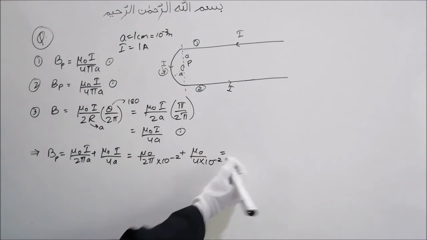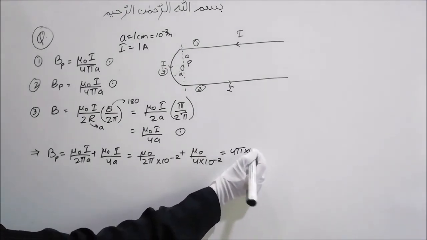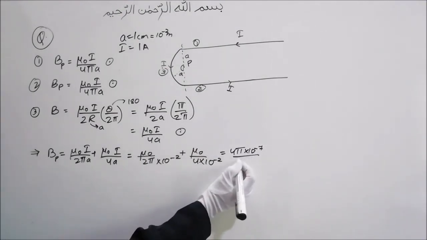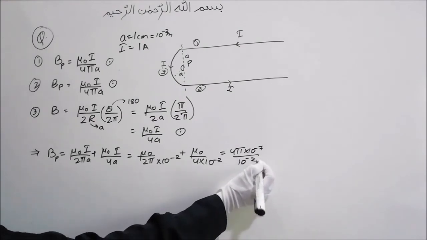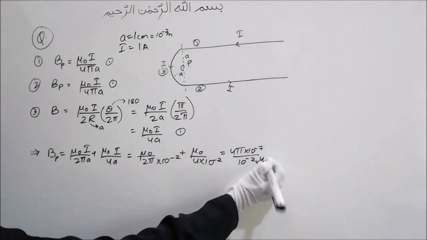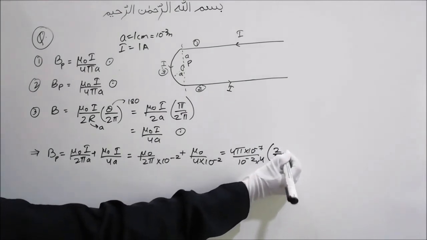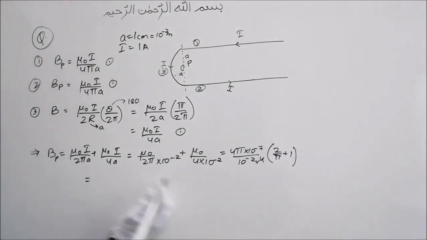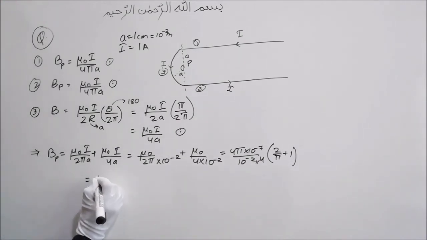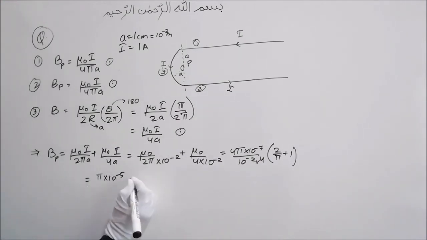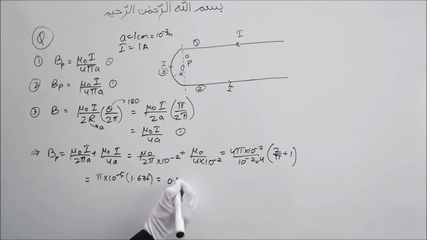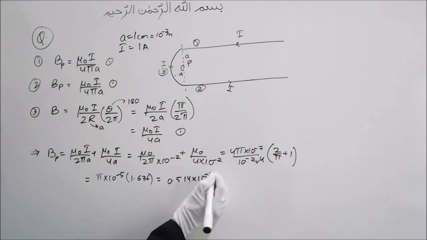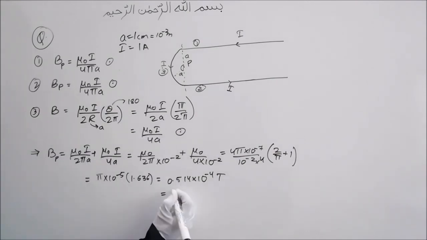Mu naught is 4 pi into 10 raised to minus 7. I have 4 pi into 10 raised to minus 7 divided by 10 raised to minus 2 into 4, we'll have 2 by pi plus 1. So that will be, 4 and 4 cancel, we'll have pi into 10 raised to minus 5 into 1.636. Solving this, we'll get 0.514 into 10 raised to minus 4 Tesla. We saw 1 Tesla is 10 raised to 4 Gauss. So this will be 0.514 Gauss.